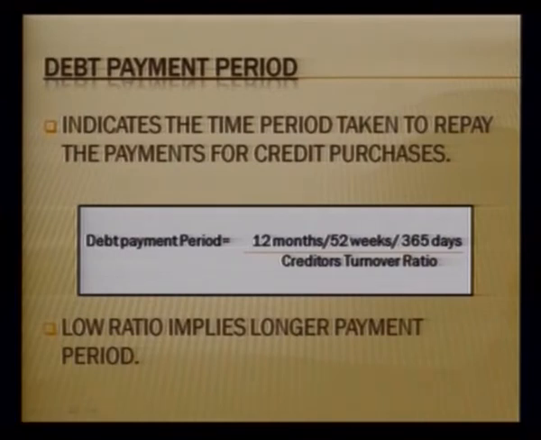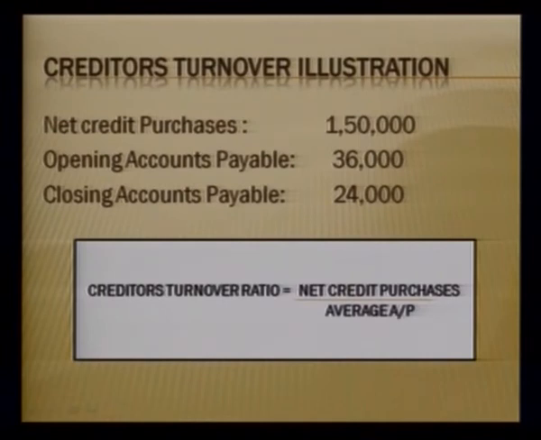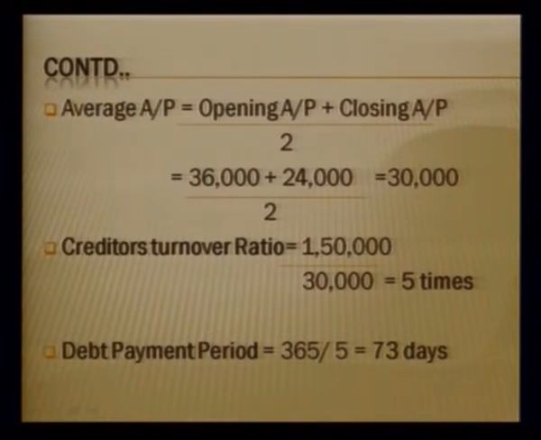Now, to take an illustration for this, let us say that the net credit purchases are 1,50,000, the opening accounts payable are 36,000 and the closing accounts payable are 24,000. So, the average accounts payable becomes the sum total of 36,000 plus 24,000 divided by 2, which is 30,000. So, the creditors turnover ratio would be 1,50,000, which is the net credit purchases, upon 30,000, the average accounts payable, and it gives us the answer 5. So, 5 times becomes the creditors turnover ratio.